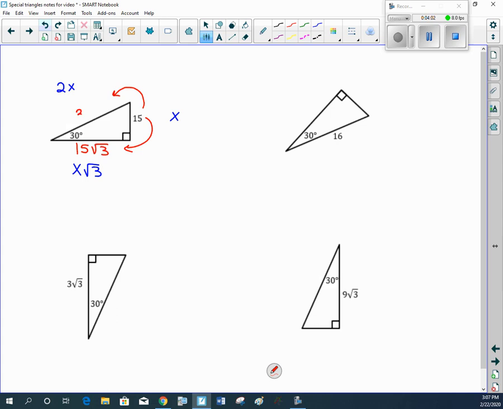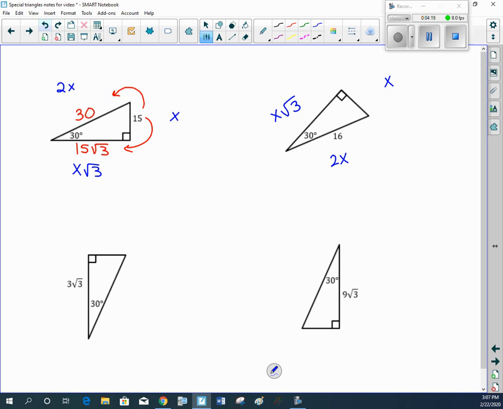So this is going to be 30. Okay, another 30, 60, 90. It's oriented different, but you still just have to put in your sides so you know what you're talking about. This is the hypotenuse, so that's the 2x side. Short side's x, and this is the x root 3 side.